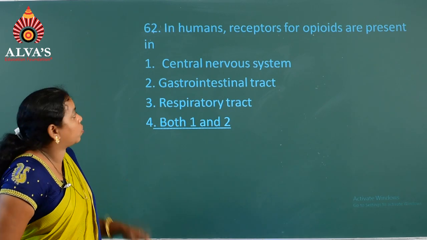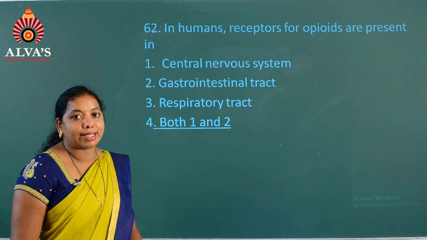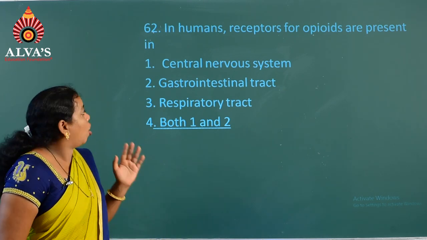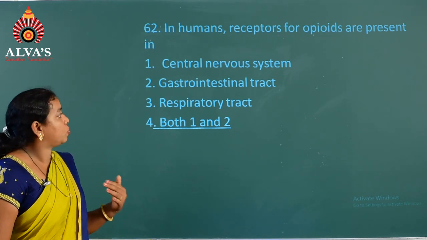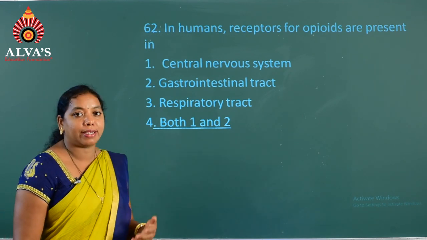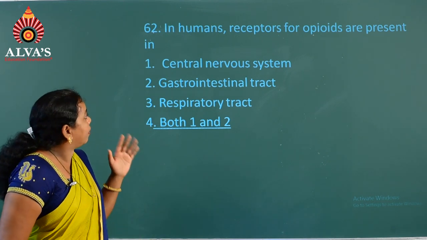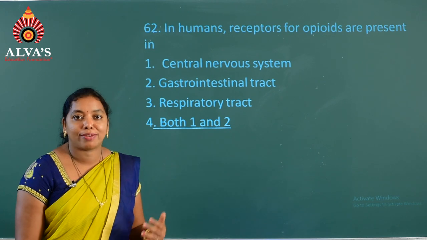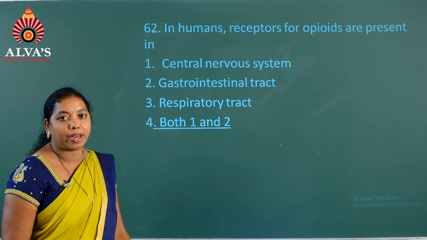The next question, question number 62. In humans, the receptors for opioids are present in: option 1, CNS, that is central nervous system; option 2, GI tract; option 3, respiratory tract; and option 4, both 1 and 2. Here we can see that the receptors for opioids are generally present in the GI tract as well as the central nervous system. Hence the answer is both 1 and 2.